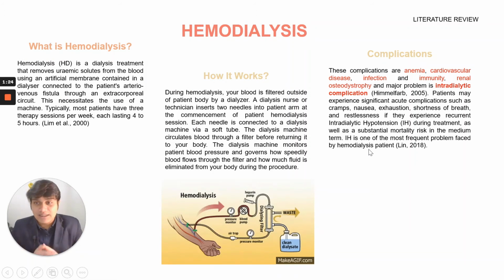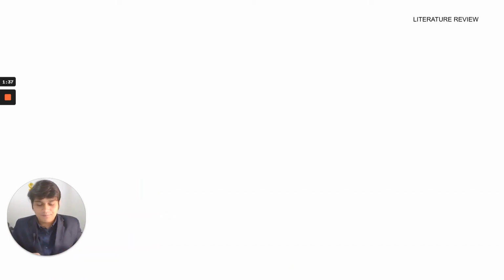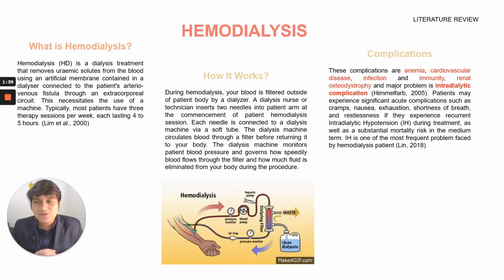Next is hemodialysis. Hemodialysis is a dialysis treatment that removes uremic solutes from the blood using an artificial membrane contained in a dialyzer connected to the patient's arteriovenous fistula. It requires the use of machines. Typically, most patients have 3 therapy sessions per week, each lasting 4 to 5 hours.